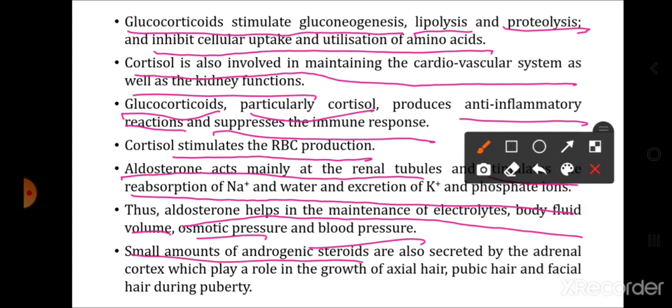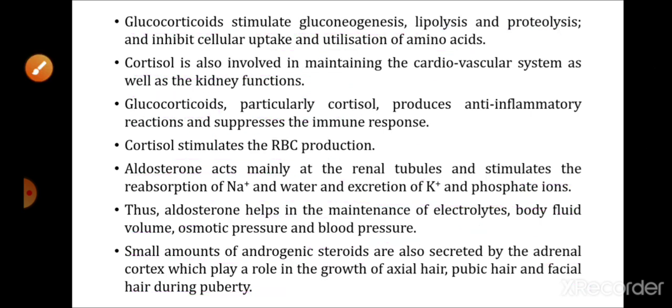Small amounts of androgenic steroids. I also told you, sex corticoids. So, a small amount of sex corticoids, androgens. Androgens are the reproductive hormones, right? So, androgenic steroids in small amounts are also secreted by the adrenal cortex, which play a role in the growth of axial hair. Axial hair are the hairs in the armpits, pubic hair and facial hair during puberty. So, these are some of the functions of glucocorticoids and mineralocorticoids.